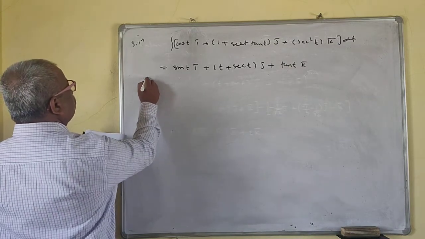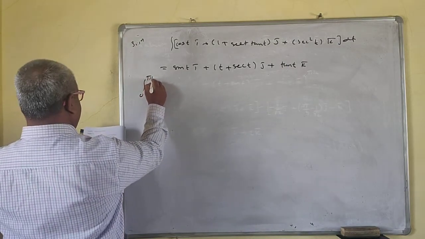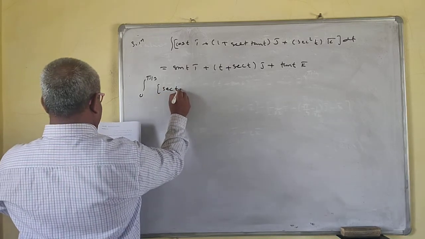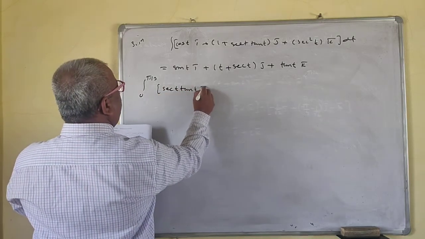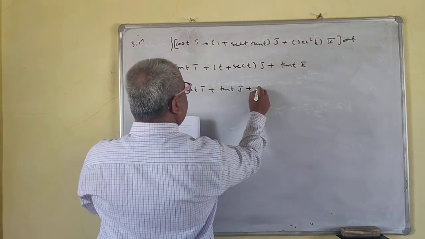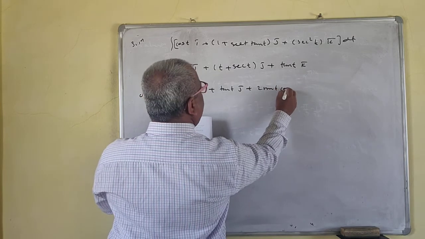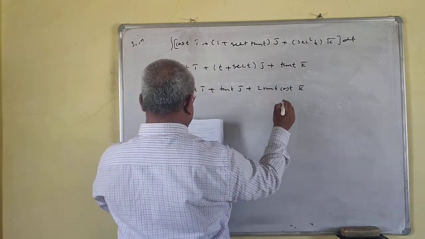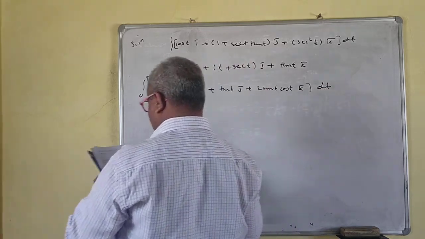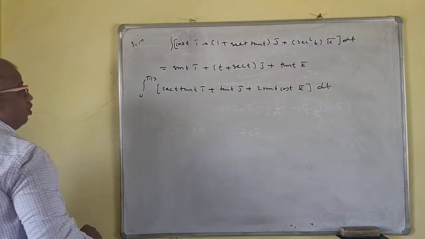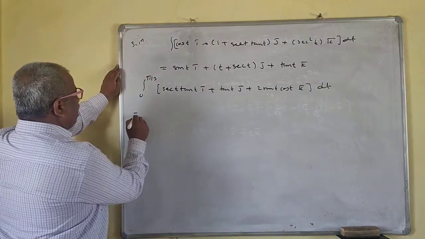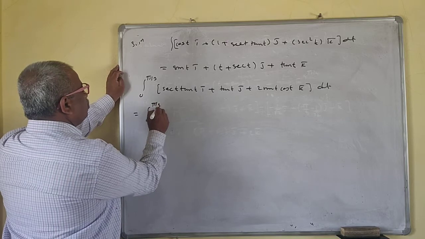Okay, next, 0 to pi by 3. Sec t tan t i bar plus tan t j bar plus 2 sin t cos t k bar dt. This we have to evaluate. Now this function is not integrable as it is, so we will write the formula for this one and then we will integrate this.